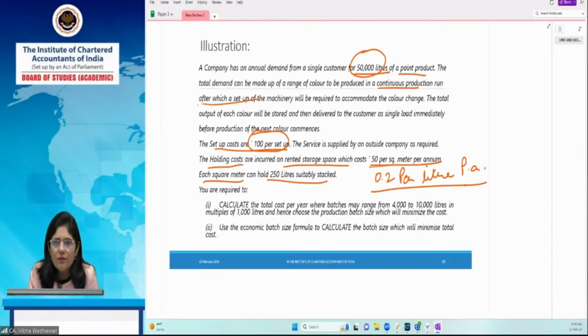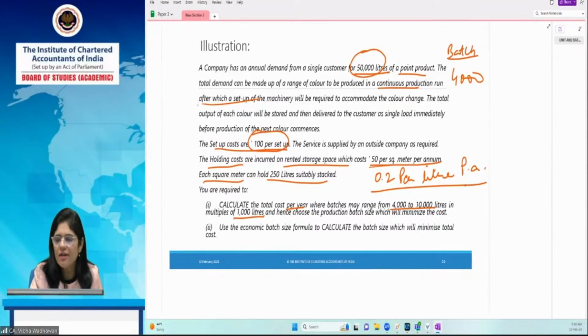So we can calculate EBQ, but what they want is to calculate the total cost per year, where batches may range from 4,000 to 10,000. So they are giving us the batch size, and we have to take different batch sizes. EBQ we will calculate later. But they are saying you take different batch sizes from 4,000 to 10,000 in multiples of 1,000. So that means batch sizes of 4,000, then 5,000, then 6,000, then 7,000, 8,000, 9,000 and 10,000.